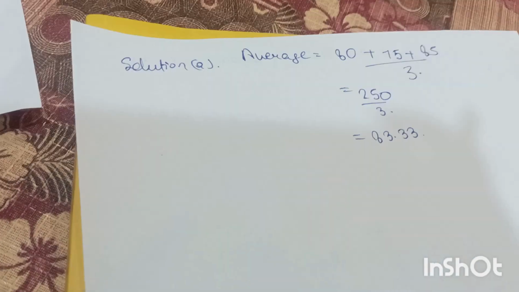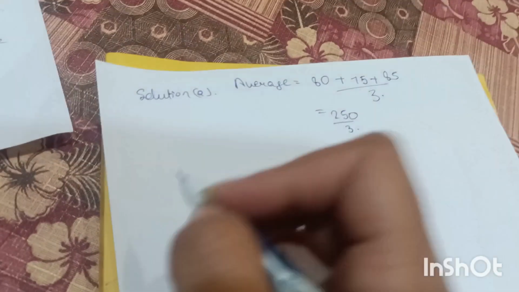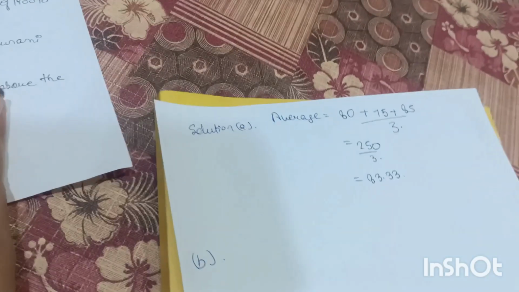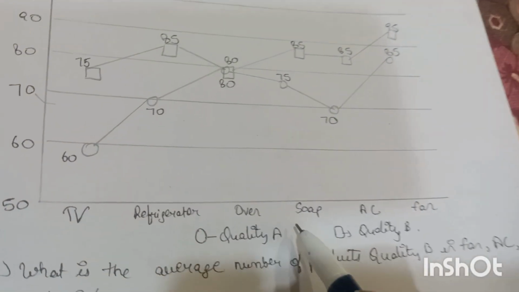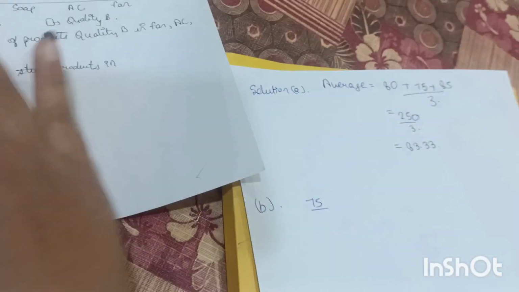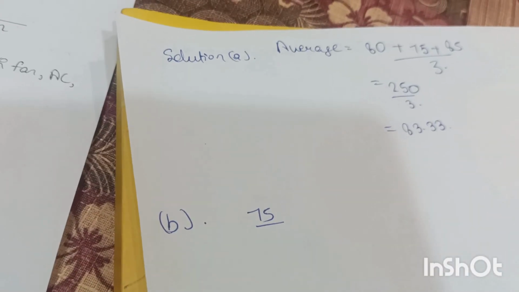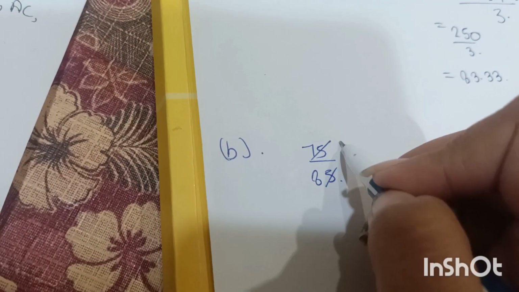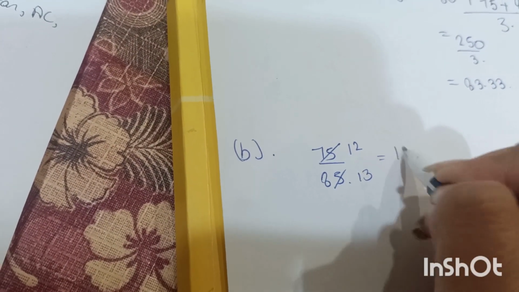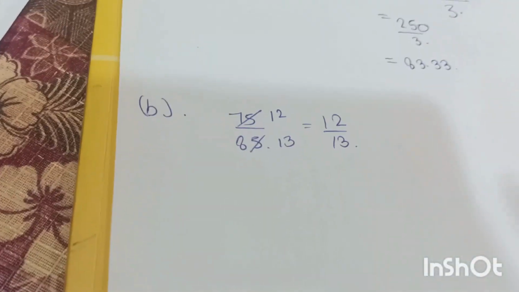Okay, so in the next we have to find the ratio. So we have to find the ratio of quality A product soap. Quality A product soap, so the value is 75. So 75 upon, we have to find the value of product B refrigerator. Product B refrigerator is 85. So now when we'll simplify it, the ratio will be 13:12.